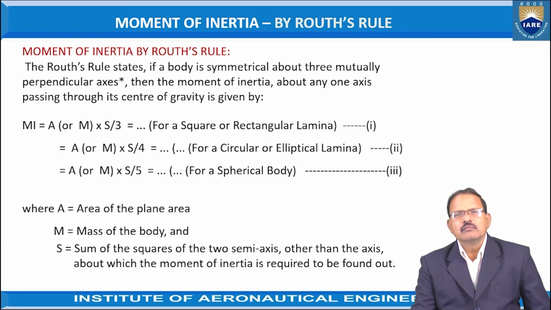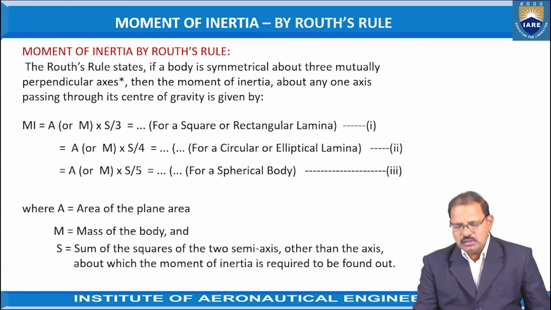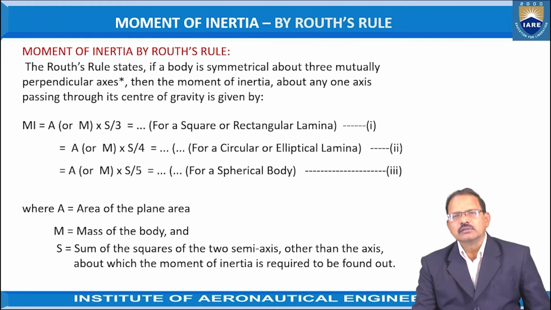Similarly, A into S divided by 5 is applicable for a spherical body, where A stands for the area of the cross section of the plane area. It may be square or rectangle, circular or elliptical, or a spherical body. S is equal to the sum of the squares of the two semi-axes other than the axis about which the moment of inertia is required to be found.